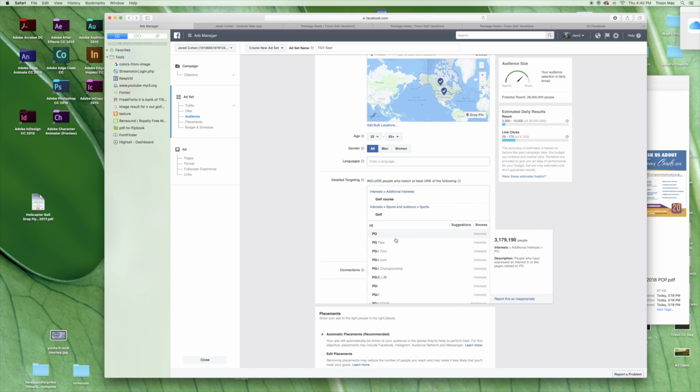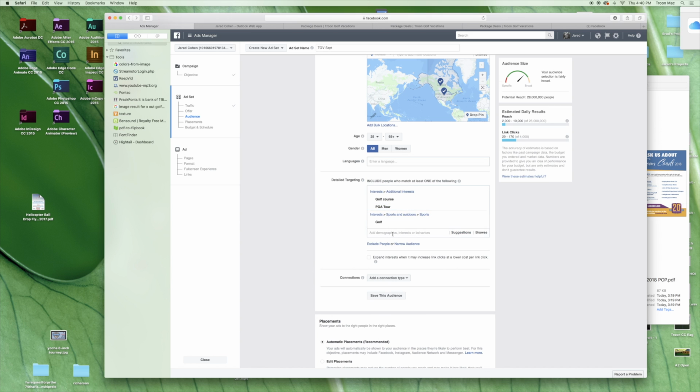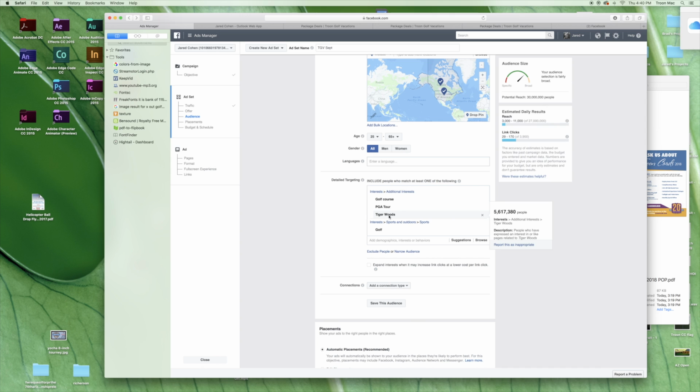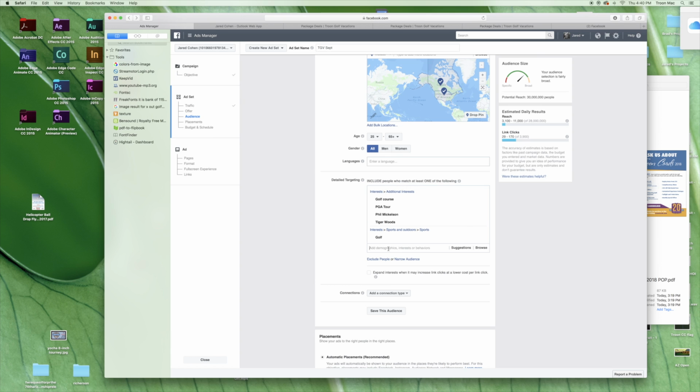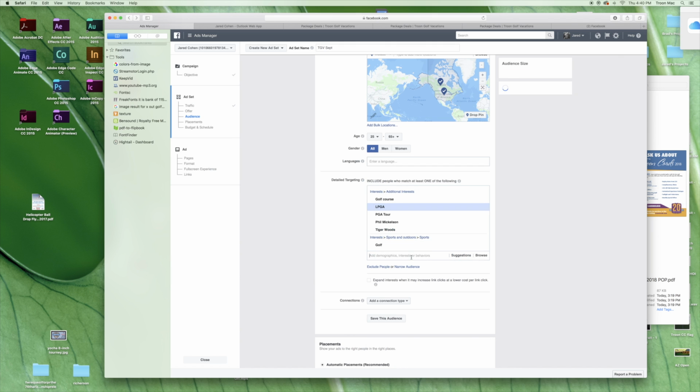Like I'll type in PGA Tour. I'll type in, say, even though Tiger's not playing right now currently, who knows if he'll ever play again, but he has a big following on Facebook, 5 million people. I'll type in Tiger Woods. Phil Mickelson has a good following on Facebook. I'll type him in. We want to make sure that we target men and women. So if there's a lot of women that are LPGA fans that are also golfers, I'll make sure to type in the LPGA. So I'm just typing in a lot of different interests that golf fans or people that play golf will want to get involved and see posts like this.